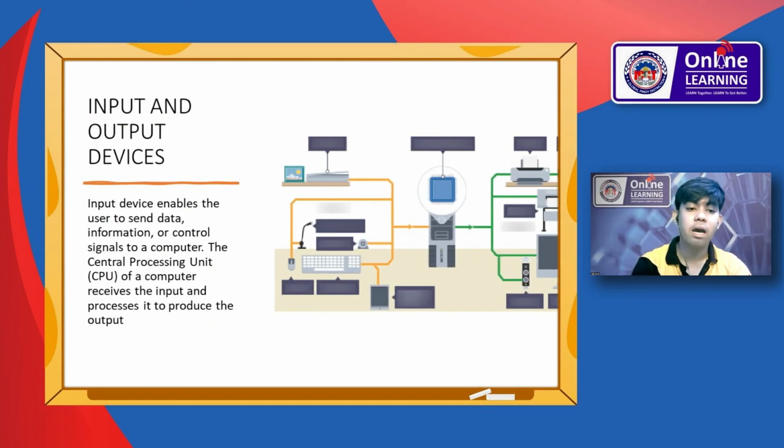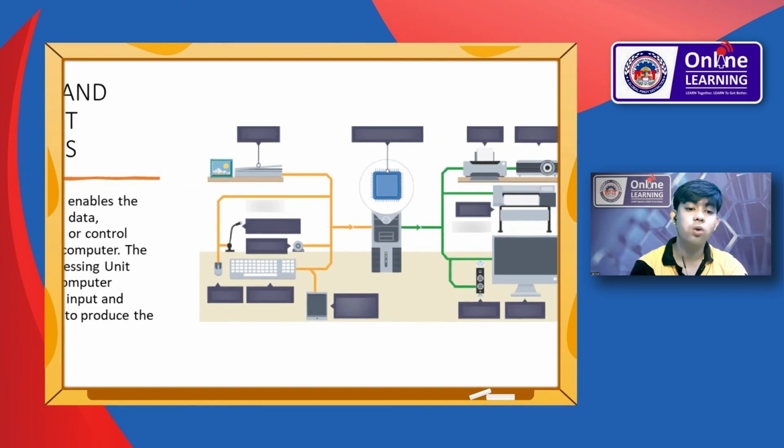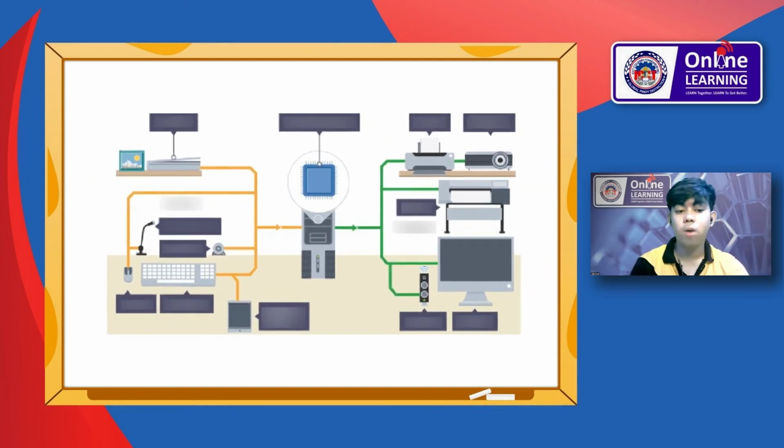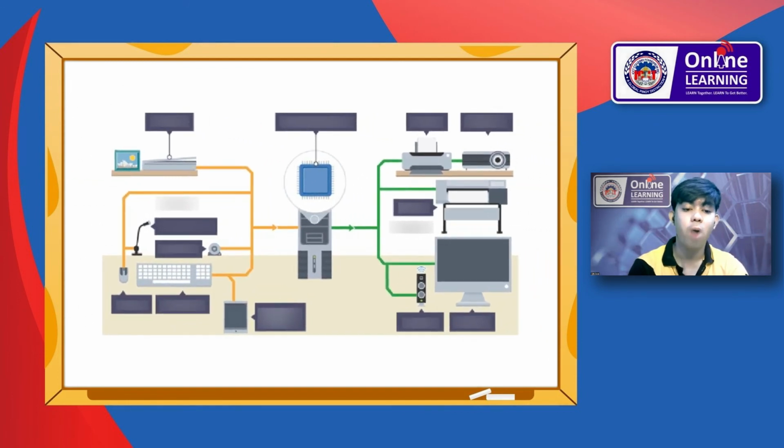So we have here the input and output devices. Let's define what input devices are. Input devices enable the user to send data, information, or control signals to a computer. The central processing unit, or CPU, of a computer receives the input and processes it to produce the output.